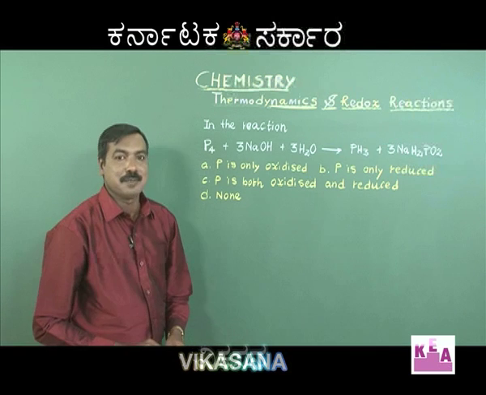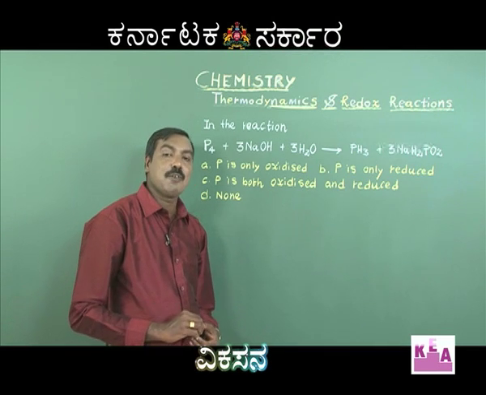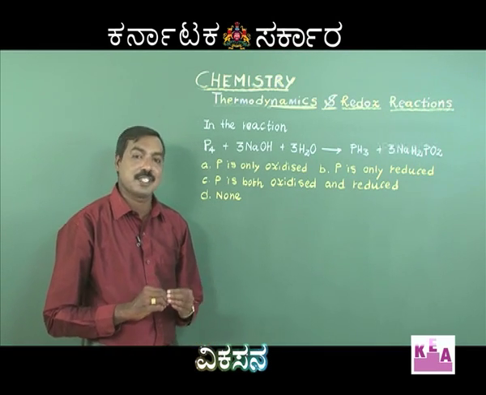In the next question, in the reaction, when white phosphorus is treated with an alkali solution, this method is a method of preparation of phosphine. We get phosphine and sodium hypophosphite. Options: A, P is only oxidized; B, P is only reduced; Option C, P is both oxidized and reduced; D, none of these. This is a classical example of one of the types of redox reaction.